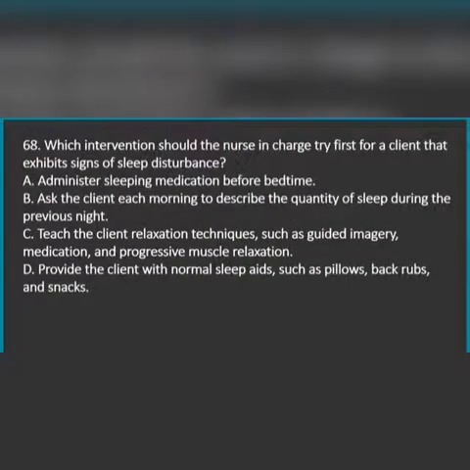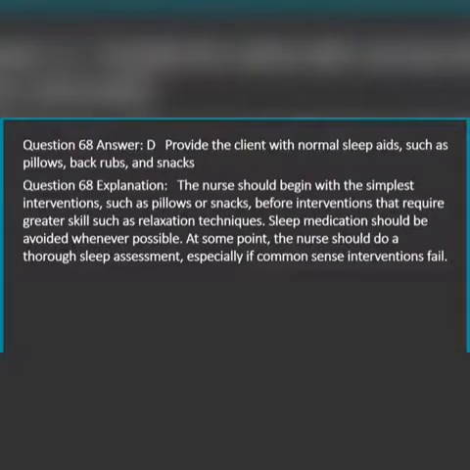Question 68. Which intervention should the nurse in charge try first for a client that exhibits signs of sleep disturbance? A. Administer sleeping medication before bedtime. B. Ask the client each morning to describe the quantity of sleep during the previous night. C. Teach the client relaxation techniques, such as guided imagery, meditation, and progressive muscle relaxation. D. Provide the client with normal sleep aids, such as pillows, back rubs, and snacks. Question 68 Answer: D. Provide the client with normal sleep aids, such as pillows, back rubs, and snacks.